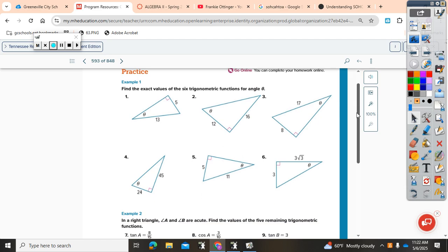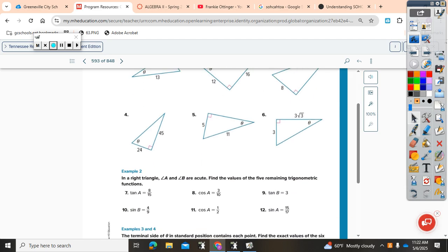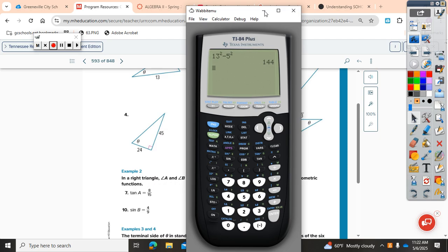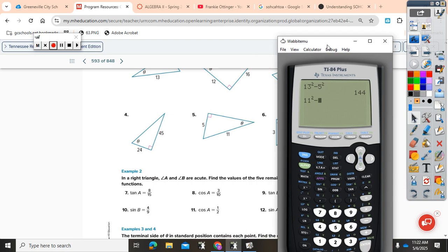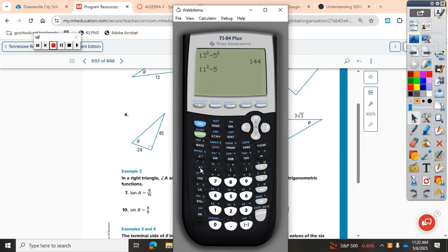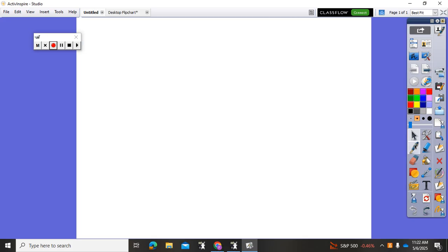is number 5, because it requires, well, for one, let me show you the Pythagorean theorem on it. 11 squared minus 5 squared. All right, the square root of 96 is not a perfect square. So I kind of alluded to this the other day, but you've got to break down 96.